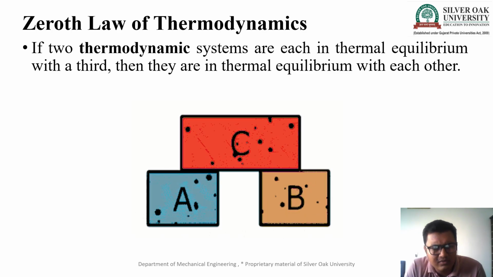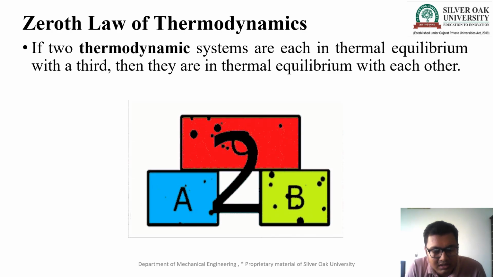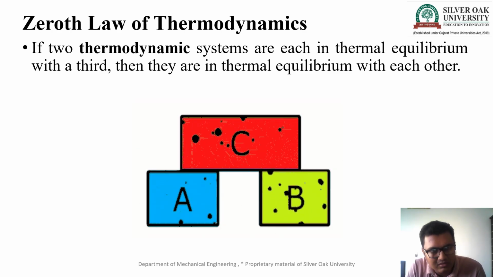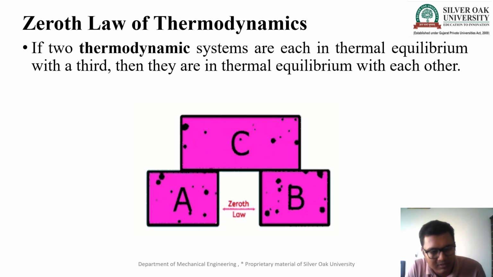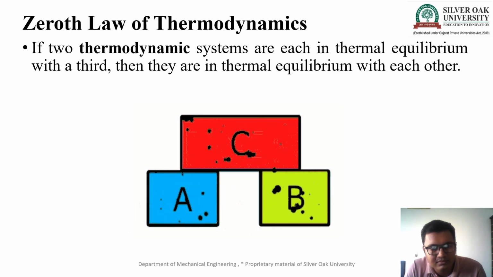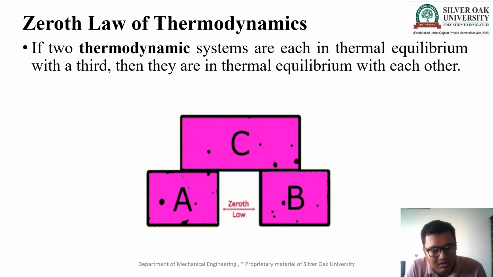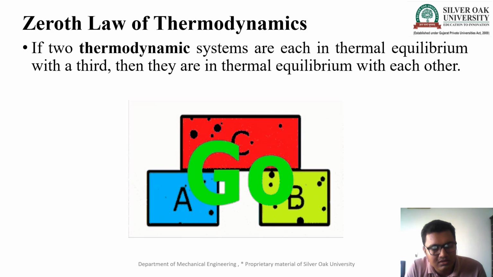I will give you 5 to 10 seconds. Just visualize this figure A, B and C. What changes in the color occur? Then we can go for the official statement of the zeroth law of thermodynamics. Just visualize it. The change in color you can visualize. The color will be the same after 2 to 3 seconds. You can see.